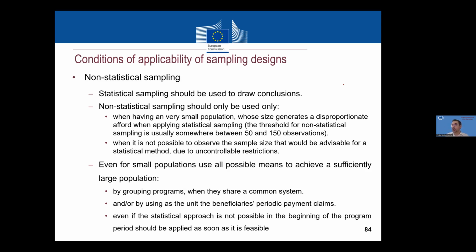And more importantly, if in the beginning of a programming period you don't have enough population size to apply statistical sampling, you can start with non-statistical, but once you get enough size, you should automatically change from the non-statistical approach into the statistical approach. Let me address the question: is it possible to use stratification instead of a multivariate approach?